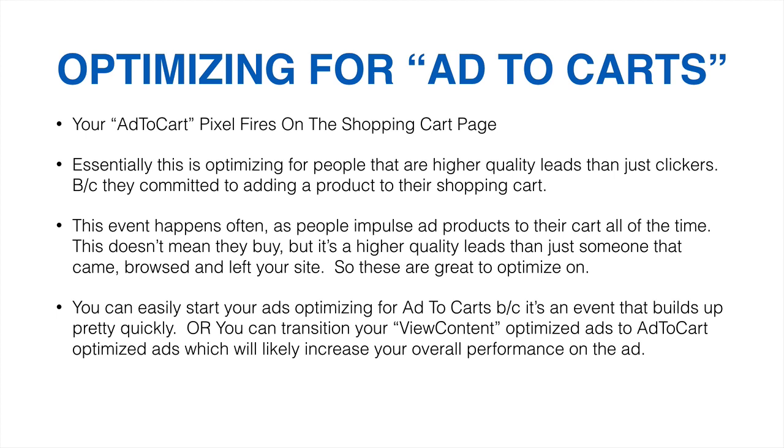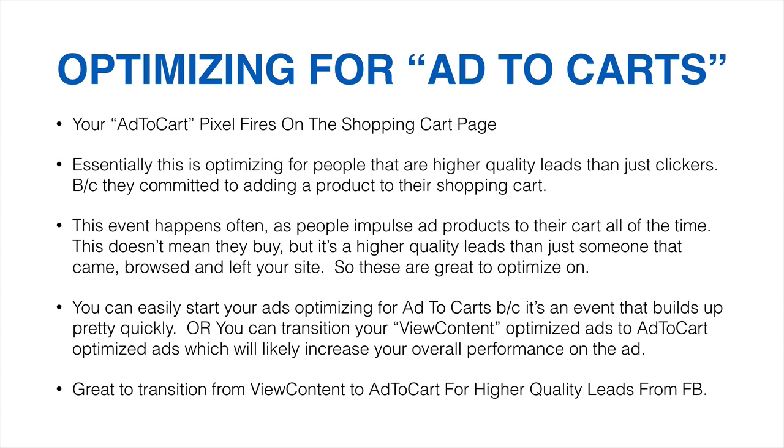So in other words, if you have some ads that are currently running and you told Facebook, hey, show this ad to people that are more likely to actually click on the product, you can transition that and create a new ad for the same product, but say, hey, now that I've got some data and I've been running this for a little while, let's go up to the next tier and let's start optimizing this ad for people that are more likely to add a product to the shopping cart. So you can transition from view content to add to cart for higher quality leads from Facebook, okay?